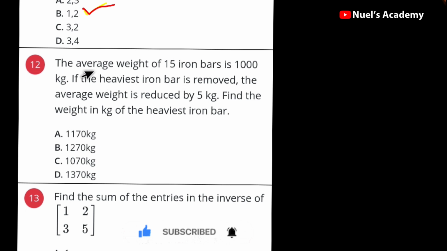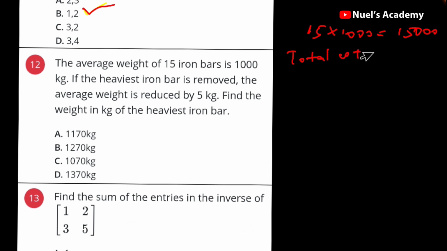So question number 12. The average weight of 15 iron bars is 1000 kilograms. If the heaviest iron bar is removed, the average weight is reduced by 5 kg. Find the weight in kilogram of the heaviest iron bar. So first of all, the total weight of iron bar here is going to be equal to 15 times 1000, which is equal to 15,000. So this is the total weight of the iron bars.